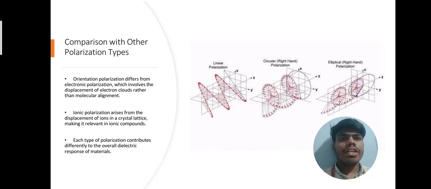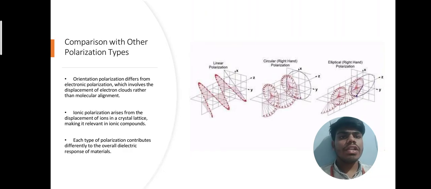Comparison with other polarization types. Orientation polarization differs from electronic polarization, which involves the displacement of electron clouds rather than molecular alignment. Ionic polarization arises from the displacement of ions in a crystal lattice, making it relevant in ionic compounds.